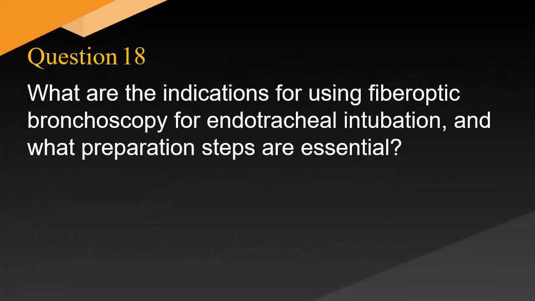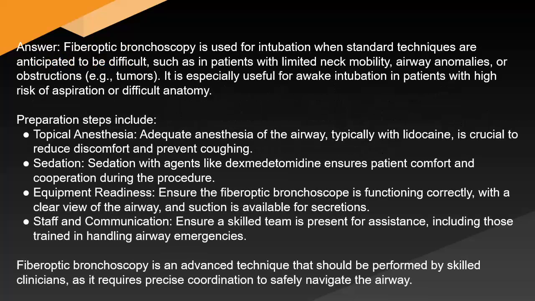What are the indications for using fiber optic bronchoscopy for endotracheal intubation, and what preparation steps are essential? Answer: fiber optic bronchoscopy is used for intubation when standard techniques are anticipated to be difficult, such as in patients with limited neck mobility, airway anomalies, or obstructions, e.g. tumors. It is especially useful for awake intubation in patients with high risk of aspiration or difficult anatomy.